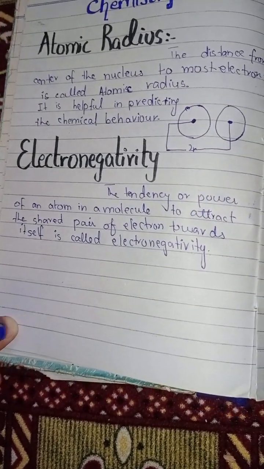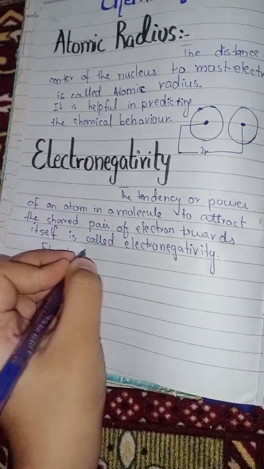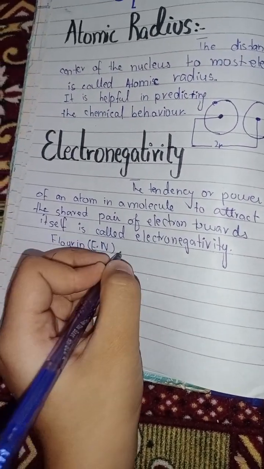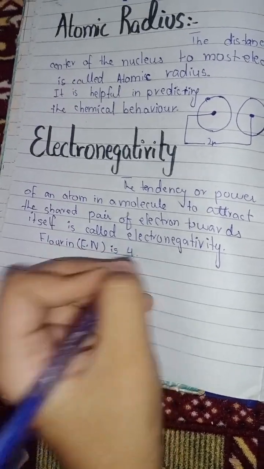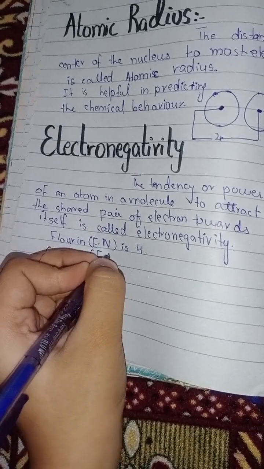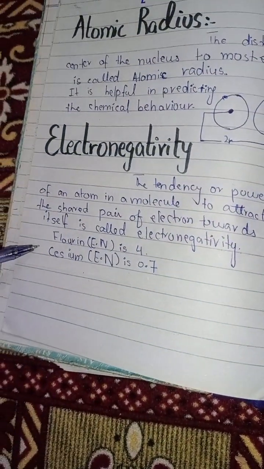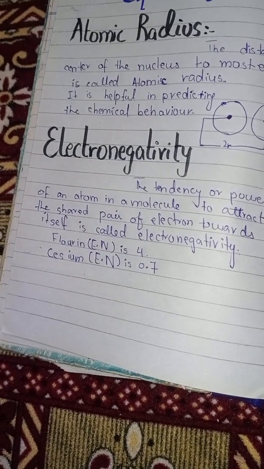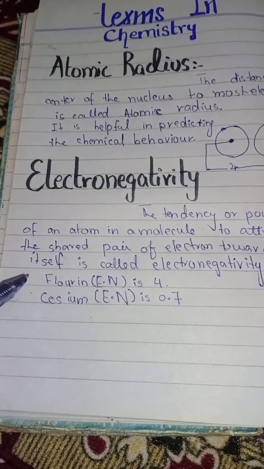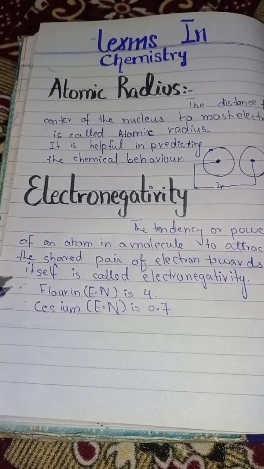For example, fluorine has the maximum electronegativity. Fluorine electronegativity is 4, while the cesium electronegativity is 0.7. Means cesium does not have the power to attract the shared pair of electrons, while fluorine has more electronegativity, so the fluorine element can attract the shared pair of electrons.